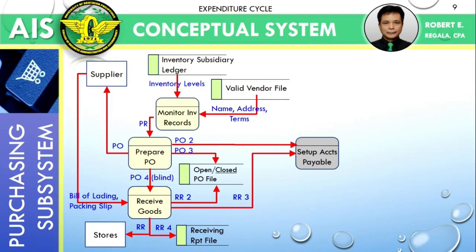One copy of the receiving report accompanies the physical inventories to either the raw materials storeroom or finished goods warehouse for safekeeping. Another copy is filed in the open/closed PO file to close out the PO. The third copy of the receiving report is sent to the Set Up Accounts Payable function, where it is filed in the AP Pending file. The fourth copy of the receiving report is sent to Inventory Control for updating the inventory records. Finally, a copy of the receiving report is placed in the Receiving Report file.